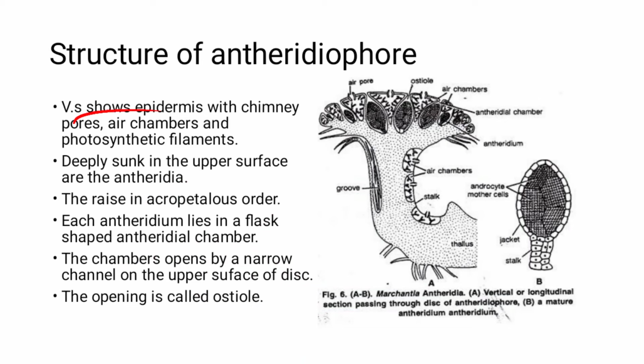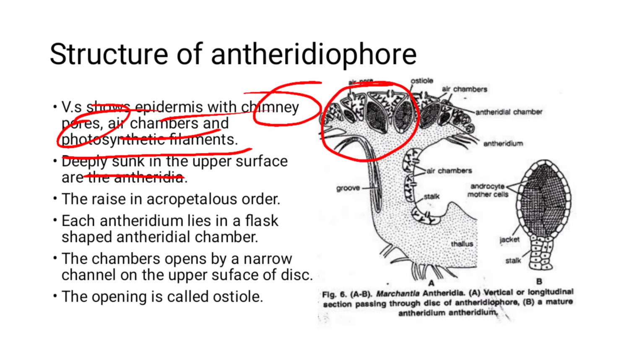So this is what is given. VS of antheridiophore shows the epidermis with the air pores or the chimney pores. Just below the air pores are the air chambers, and inside the air chambers the photosynthetic filaments are present. This epidermis develops deeply sunken regions, and in the deeply sunken region the antheridium is developed. So this deeply sunken region is called the antheridial chamber, and this antheridial chamber opens with a small opening called the ostiole.